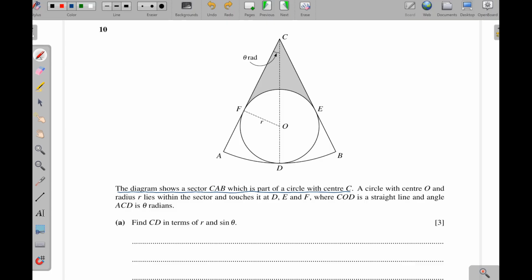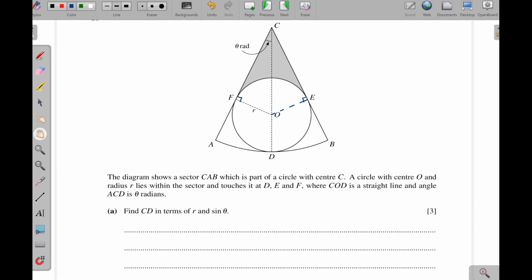We know that in circle properties, the radius is always perpendicular to the tangent, okay? So that means this angle here is 90 degrees, the same with this one here. Okay, in fact, let me also add it there. This one here will also be 90, but let me make it dotted just like that. Okay, now they want CD. Where is CD? This is CD here.